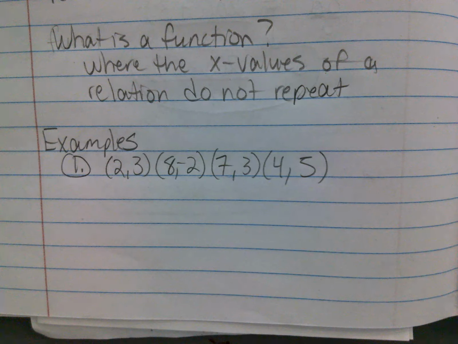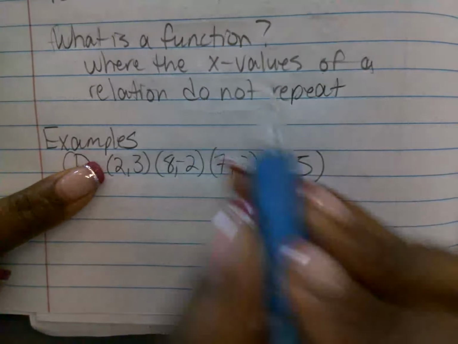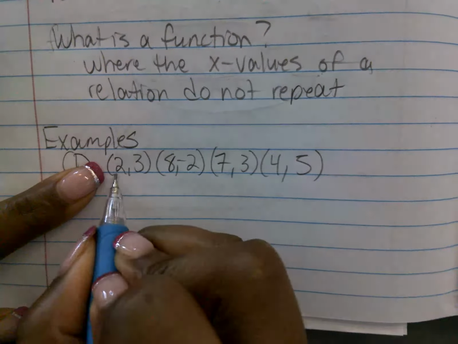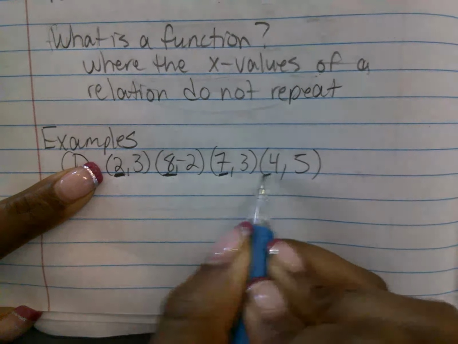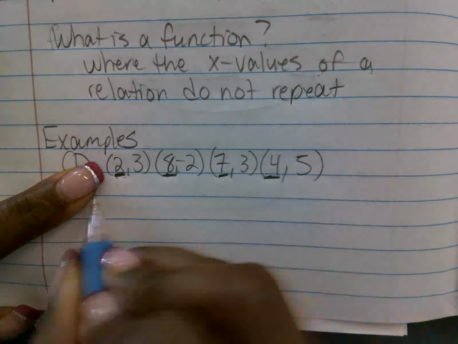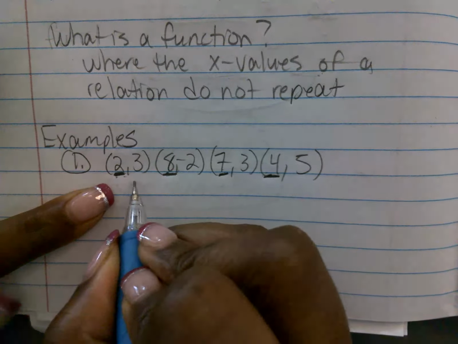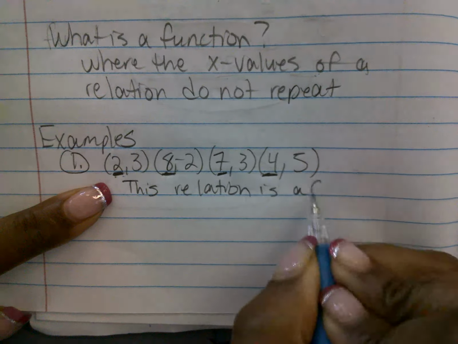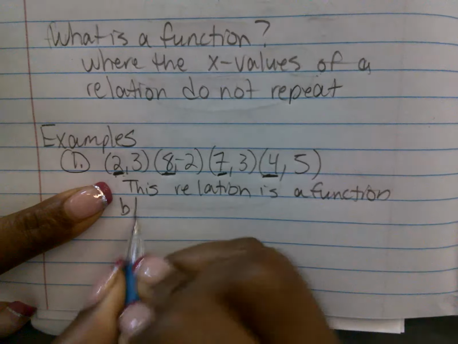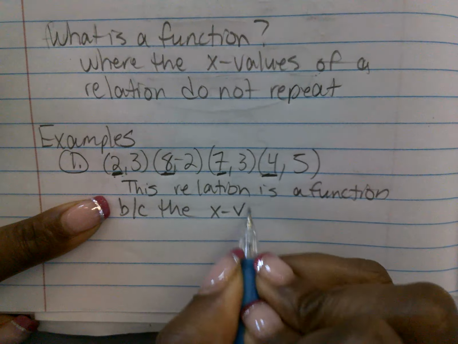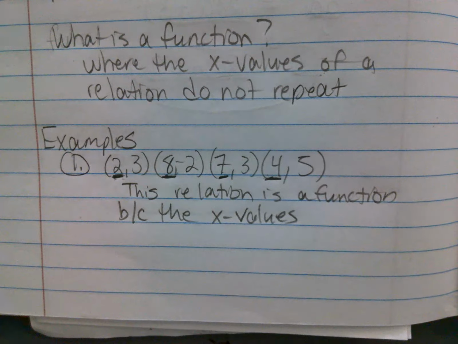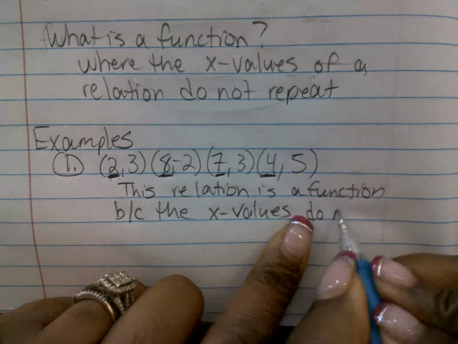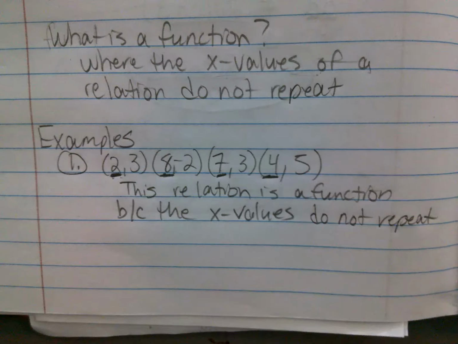Raise your hand if you think this is a function. Raise your hand if you think it is not a function. Okay. This is a function. Look at your x values. When the x values do not repeat, let's look at all the x values. This is the x value, x value, x value, x value. Do any of these x values repeat? No. Okay. This is a function. This relation, set of ordered pairs, is a function because the x values do not repeat. The x values or the domain values do not repeat. Any questions?